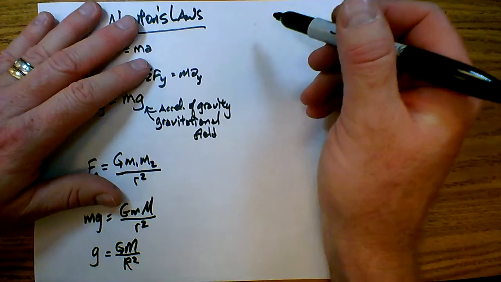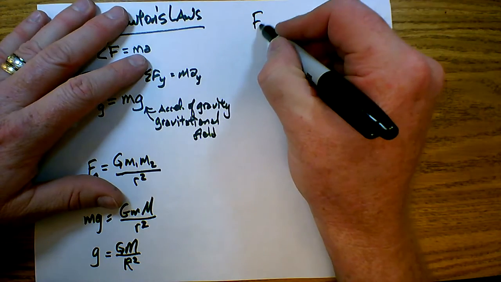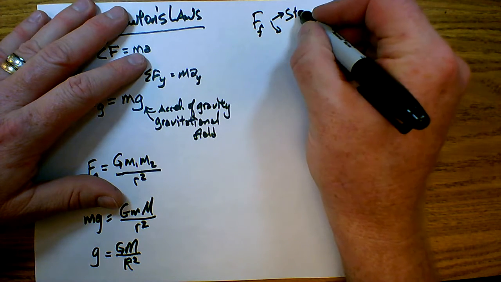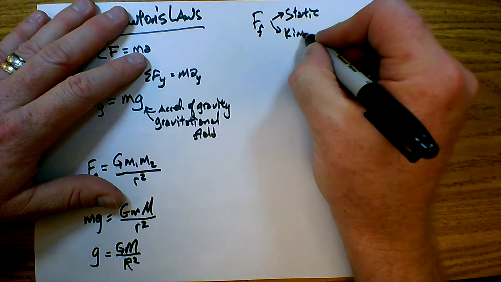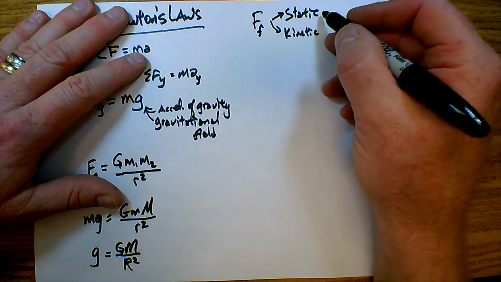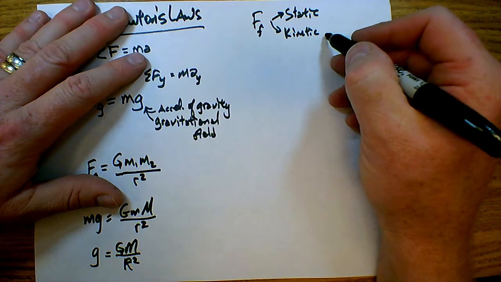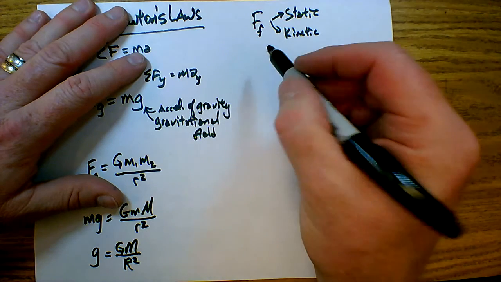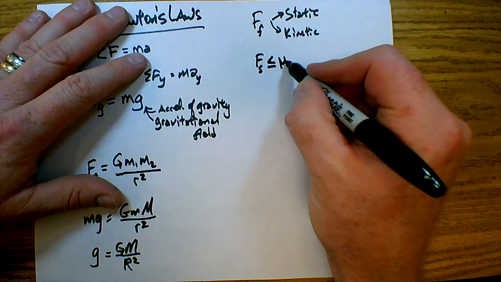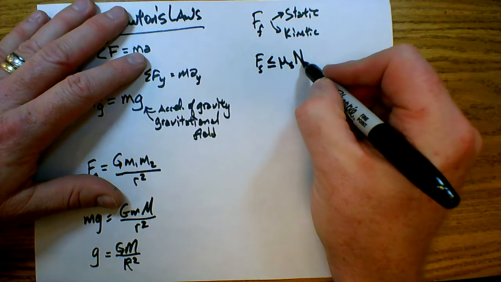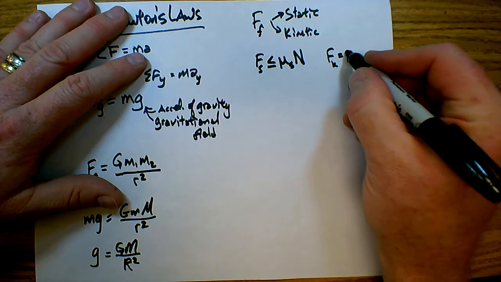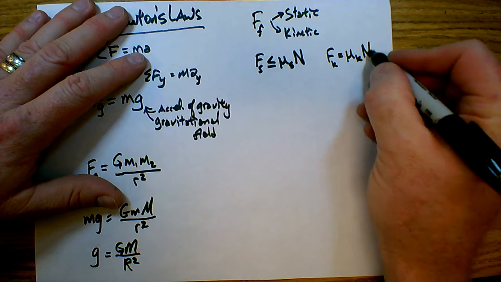We also have, in Newton's laws and with forces, we learned about the force of friction. And there are two kinds of friction. There's static friction, and there's kinetic friction. Static friction is friction on objects where the surfaces are not moving relative to each other. In kinetic friction, the two surfaces are moving relative to each other. So for static friction, Fs is less than or equal to mu s times the normal force. For kinetic friction, Fk, it is equal to mu k times the normal force.